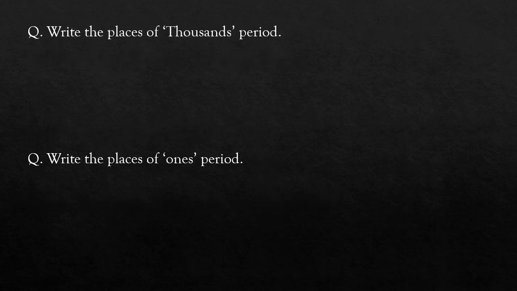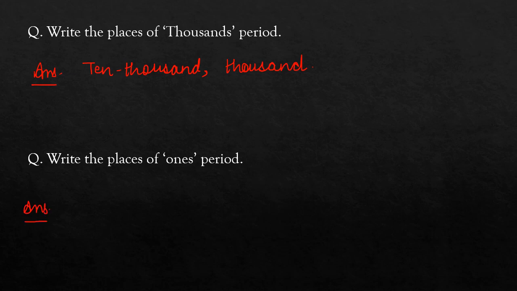In the next question, we have to write places of thousands period. So we know in thousands period we have two places. Those places are 10,000 and 1000. Then in the next question we have to write the places of ones period. So in ones period we have hundreds, tens and ones. These three places are at ones period.